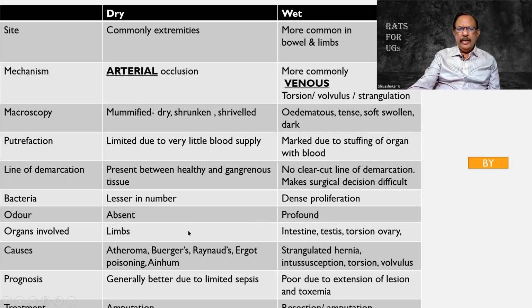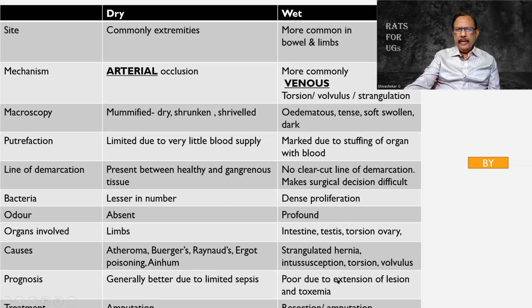Causes can be atheroma, Buerger's disease, TAO, Raynaud's disease, ergot poisoning, and autoamputation is one. Autoamputation is a condition where there is a gradual narrowing of the root of the digit and it gets auto-amputated. The prognosis is generally better and treatment for both will be an amputation.